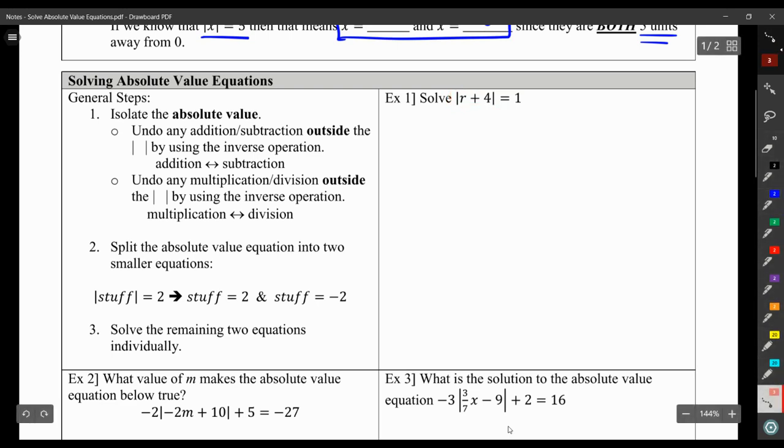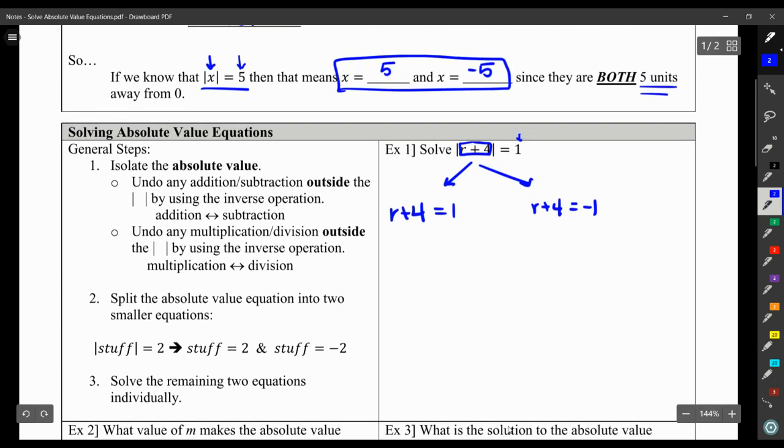Step 2 is that we're going to take the absolute value and split it into two smaller equations. If the absolute value of r plus 4 is equal to 1, that means whatever r plus 4 is has to be 1 away from 0. So r plus 4 can either be equal to 1, or r plus 4 can be equal to -1, using the same logic we used up here. This inside has to be 1 away from 0, and the two numbers that are 1 away are 1 and -1.